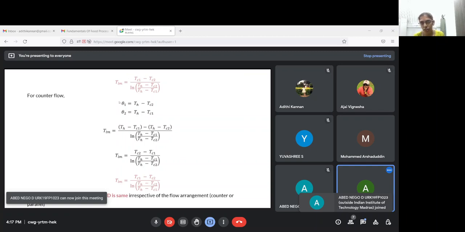How we derive theta 1, theta 2? Any doubts in how you find out theta 1, theta 2 and LMTD?